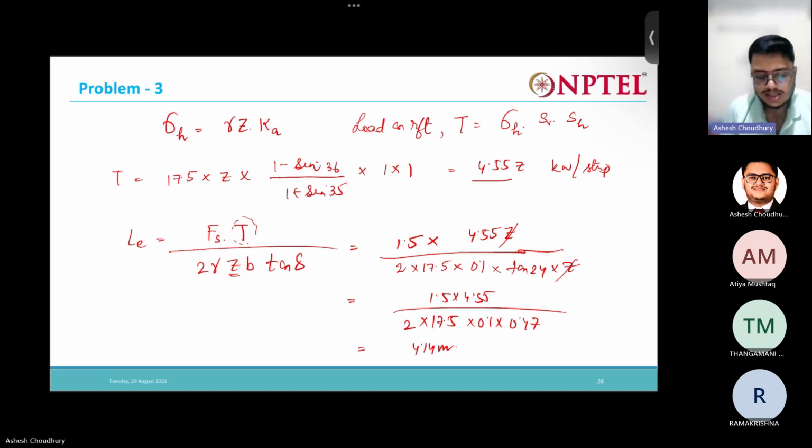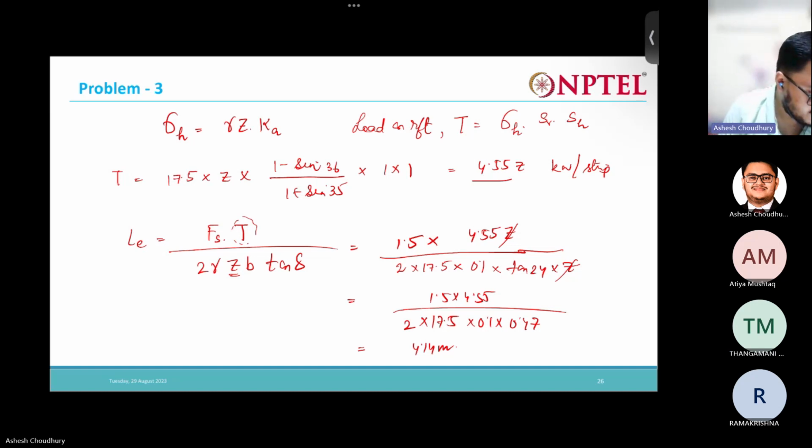So now you are seeing that this LE is irrespective of its height. It is independent of this height Z. So 4.14 meter is a fixed LE, which is constant with the depth.